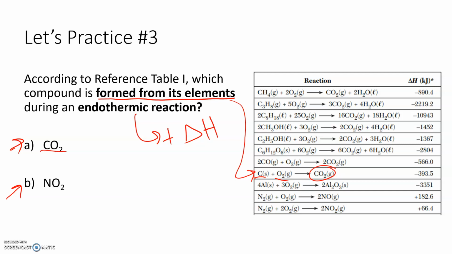But really, to answer the actual question, they want to know which one of these is an endothermic reaction. This has a negative delta H, which means it's exothermic. If I check NO2, careful, this is NO. This is NO2 that's being formed. We want this one. The element nitrogen comes together with the element oxygen to form NO2. Delta H is a positive value. This is an endothermic process.